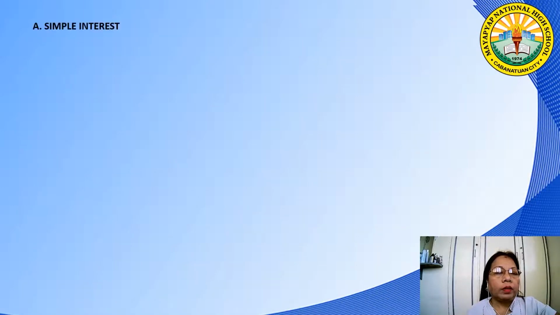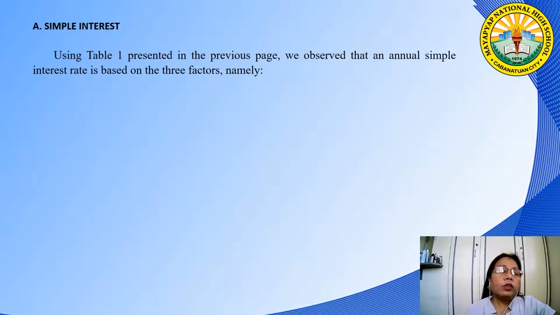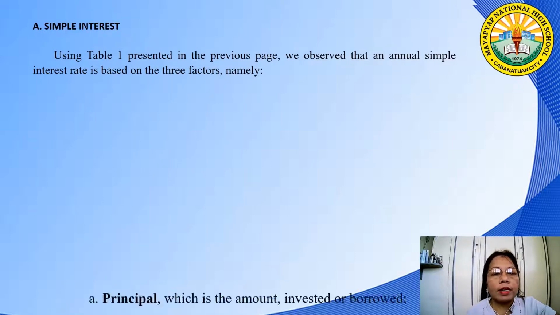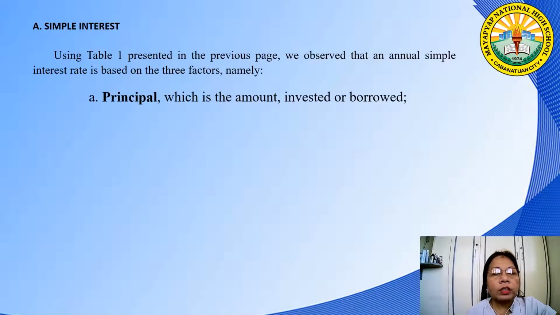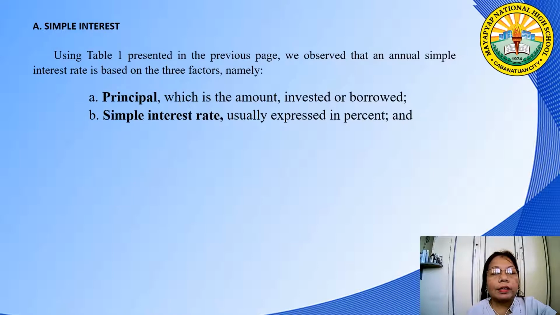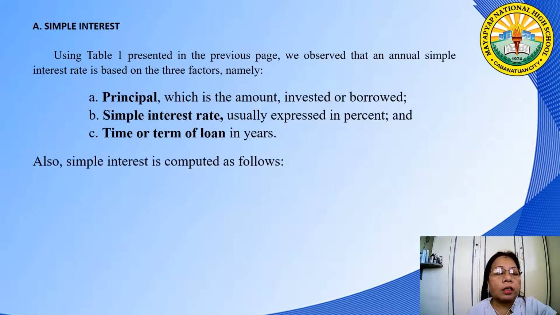So what is simple interest? Using table 1 presented in the previous page, we observe that an annual simple interest rate is based on 3 factors, namely principal, which is the amount invested or borrowed, simple interest rate, usually expressed in percent, and the time or term of loan in years. Also, simple interest is computed as follows.